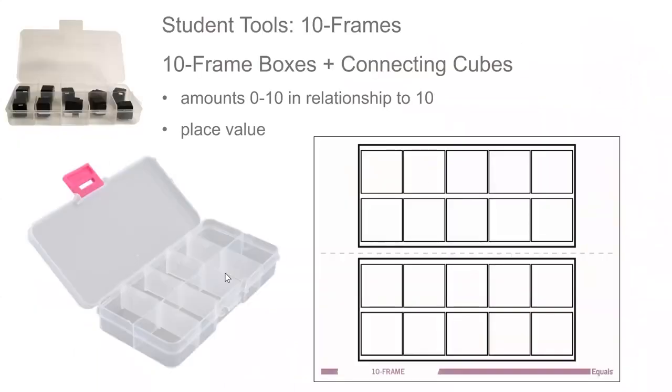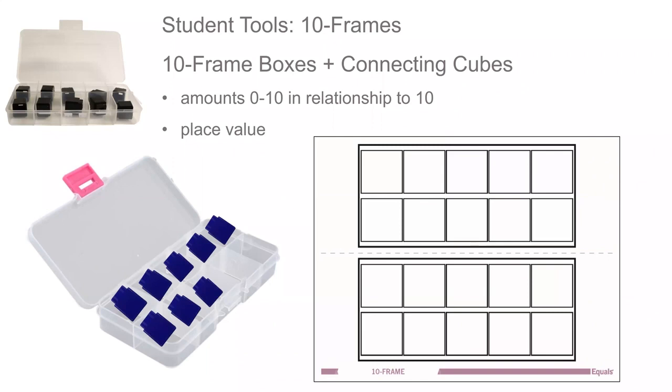We have the 10 frame boxes. There are 12 of them. Students who need support with vision, especially students who are blind, can use this opportunity to understand what a 10 frame is all about. Often students who are blind learn to count with their own body parts, so they can have that connection. And then they need to connect that out to the world.